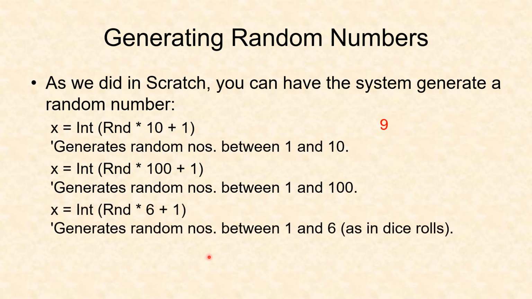And finally, if I wanted to do, let's say, dice rolls for typical gaming, I would just say between 1 and 6 and pull out that integer portion, and now this will always generate a random number between 1 and 6, or a dice roll.